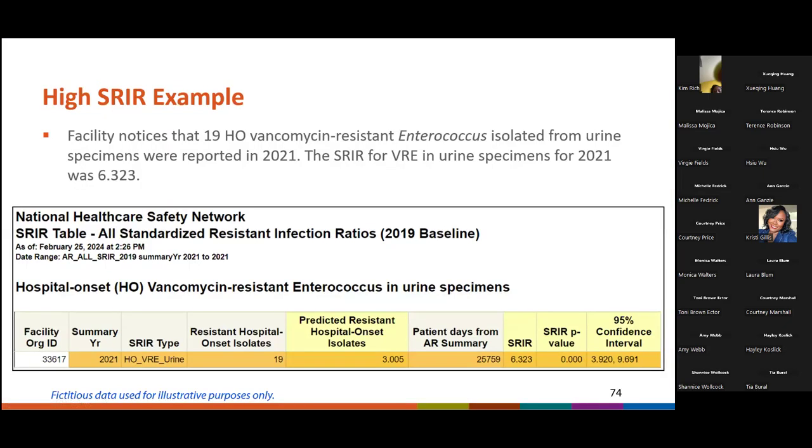For example, let's say we ran the SRIR report for a facility by year. The facility notices that 19 hospital-onset vancomycin-resistant enterococcus isolated from urine specimens were reported in 2021. The SRIR for VRE in urine specimens for 2021 was 6.323, which is incredibly high and was statistically significantly different.